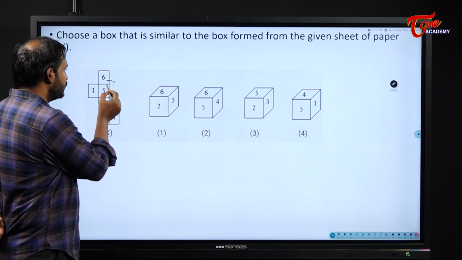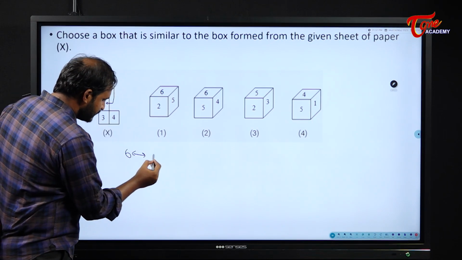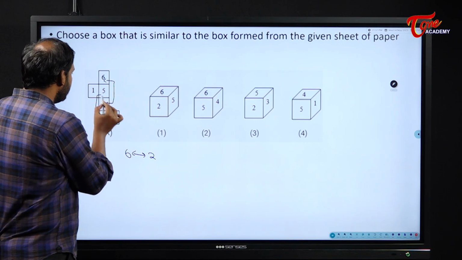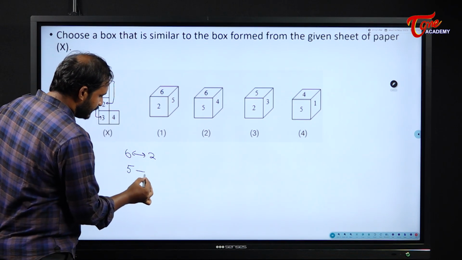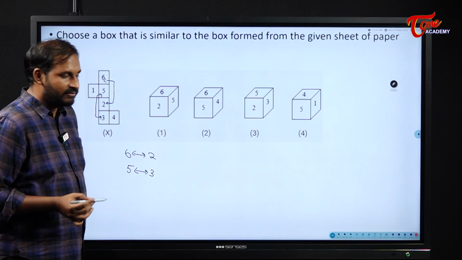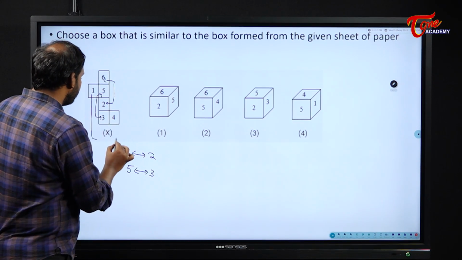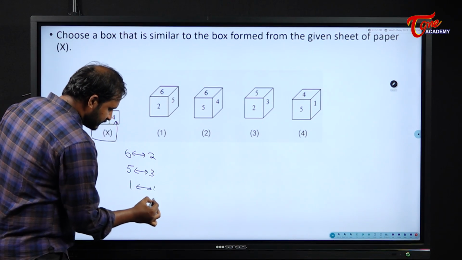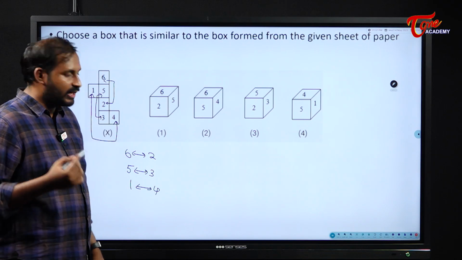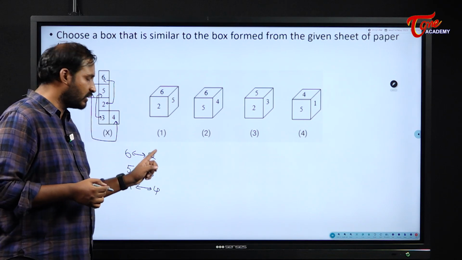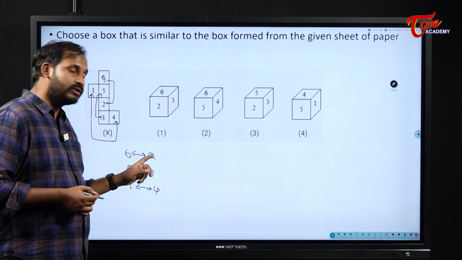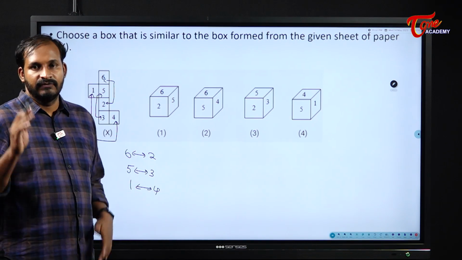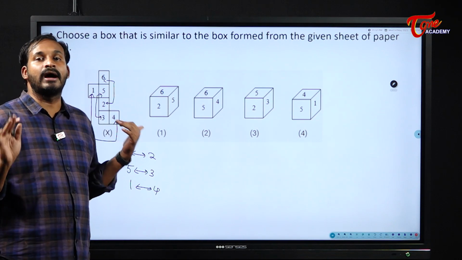6 and 2 will be opposite to each other. Similarly, 5 and 3 will be opposite to each other. Alternate faces are opposite to each other. The numbers which are left for us are 1 and 4. So 1 and 4 are opposite to each other. What you should understand is, if you are able to see 6, you cannot see 2. If you are able to see 2, you cannot see 6. Similarly with 5 and 3, 1 and 4, the same logic. If you are able to see one face, you cannot see its opposite face.